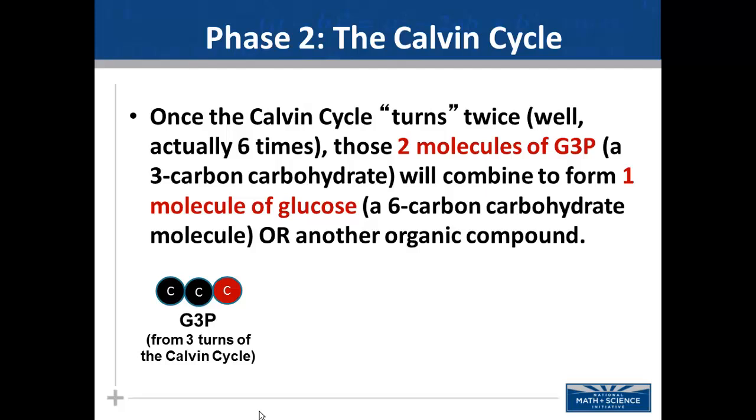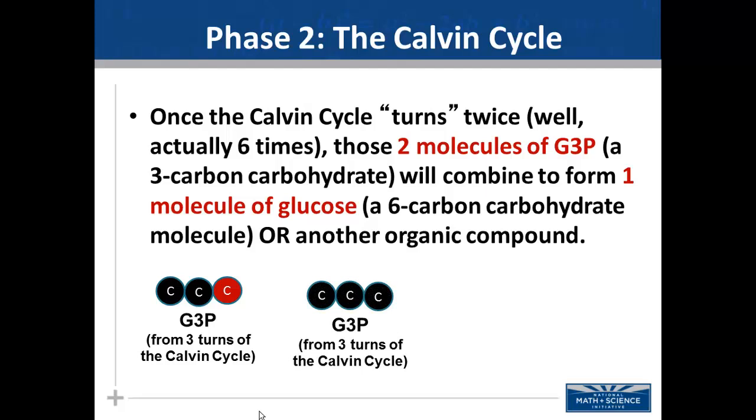So I'm showing sort of 3 turns of the Calvin cycle together because it's much easier to see one of these 3-carbon molecules leaving than seeing 1 carbon leave and 1 carbon leave and 1 carbon leave. So I showed 3 carbon dioxide coming in, and so one G3P coming out. But really that happens kind of one at a time. Okay, so that's why I'm talking about 6 times it would actually need to turn instead of twice.